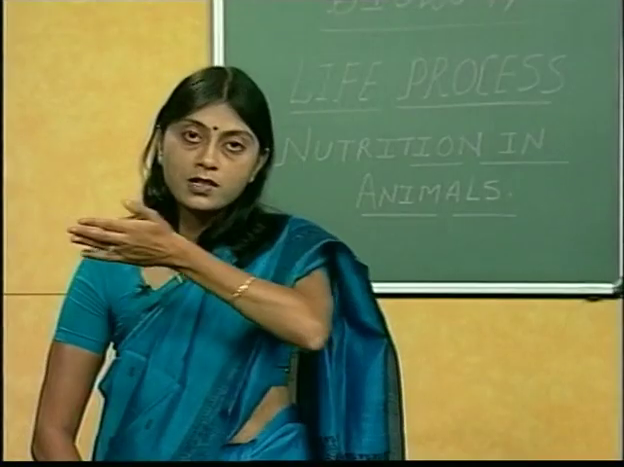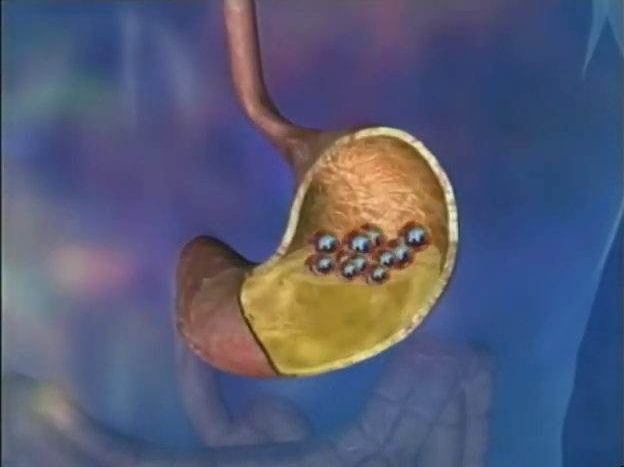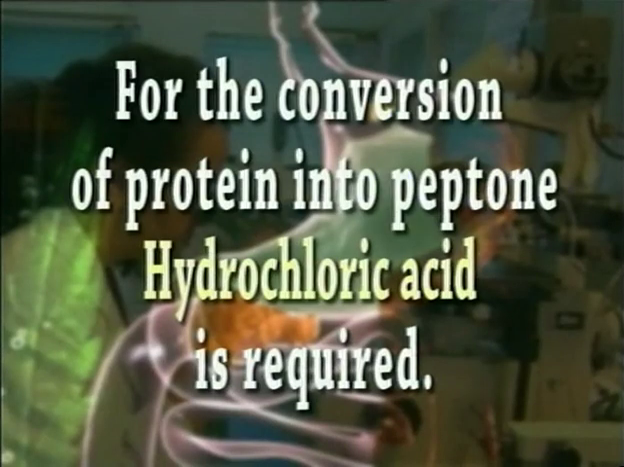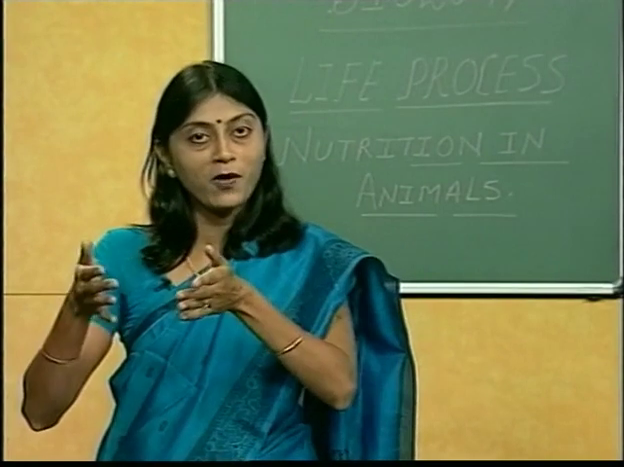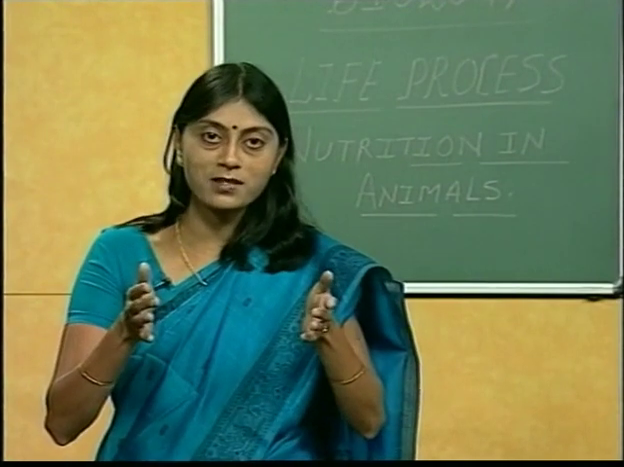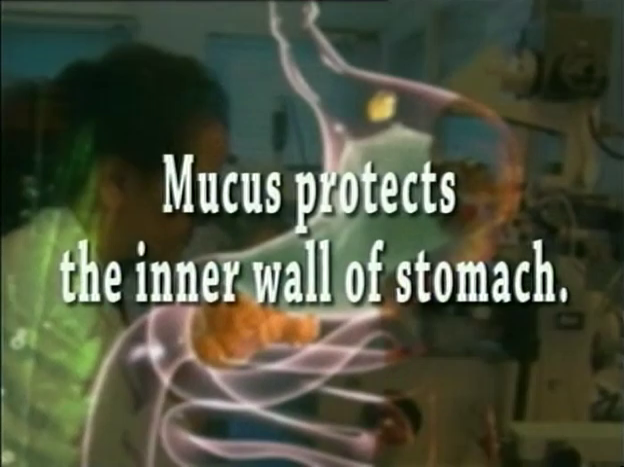But for this reaction, which reaction? For conversion of proteins into peptones, an acidic medium is required, and this acidic medium is provided by, yes, exactly, hydrochloric acid, isn't it? So, hydrochloric acid is helpful for providing the acidic medium. Now, the next substance which is present is the mucus. So, what is the role of mucus? Yes, mucus is helpful for giving protection to the inner wall of the stomach.